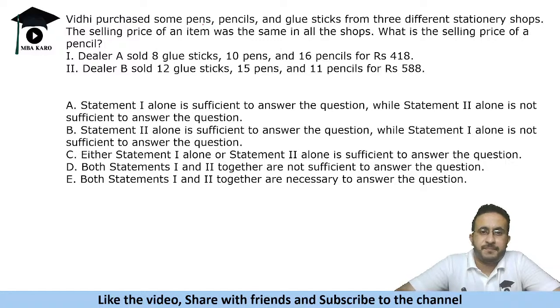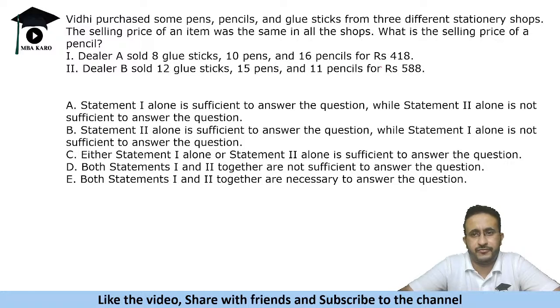Vidhi purchased some pens, pencils, and glue sticks from three different stationery shops. The selling price of an item was the same in all the shops. What is the selling price of a pencil? Okay, so we are given dealer A sold 8 glue sticks, 10 pens, and 16 pencils for rupees 418. Okay, dealer B sold 12 glue sticks, 15 pens, and 11 pencils for 588.